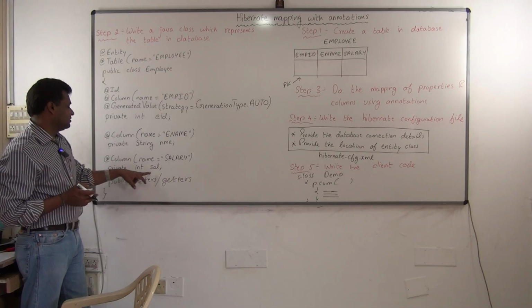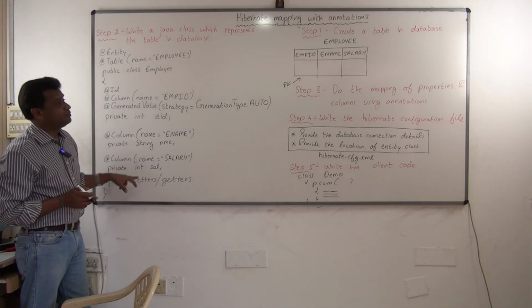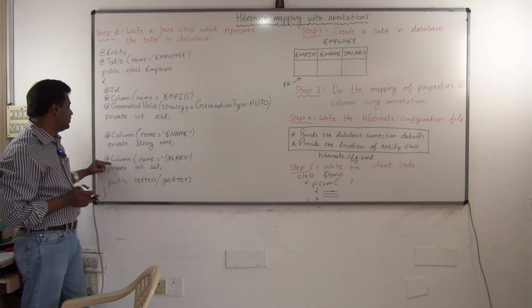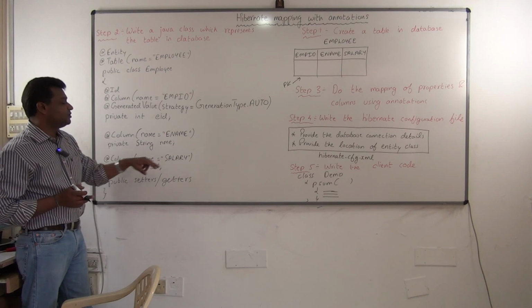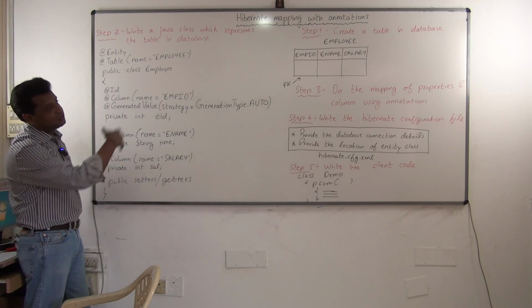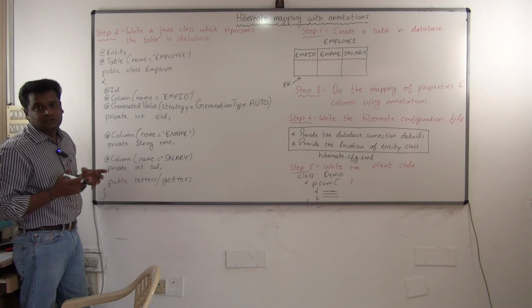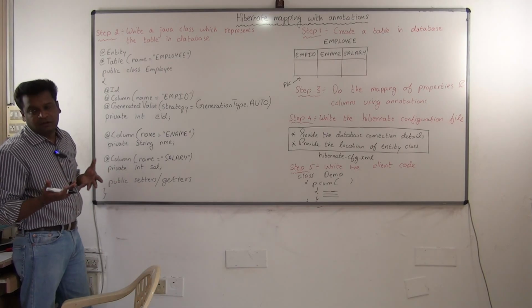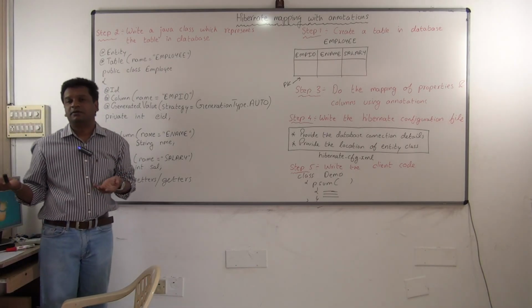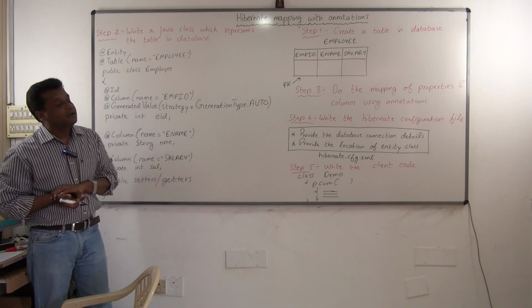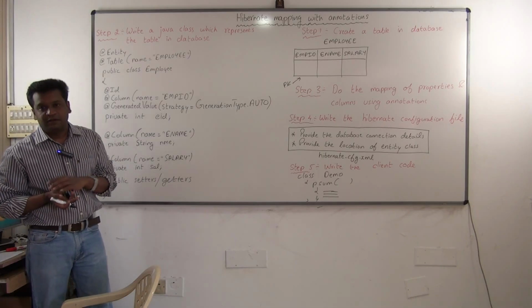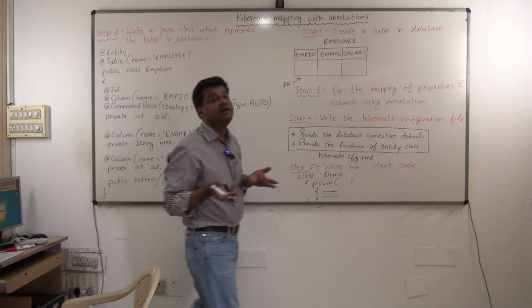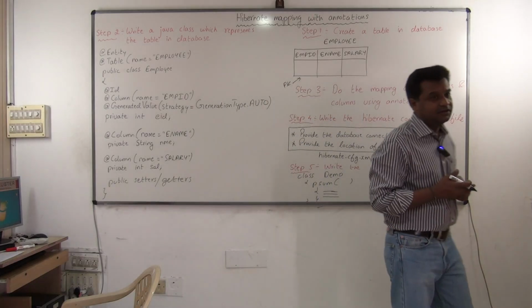For the next property, which one? Sal. Private int sal. It has to be mapped with what? Salary column. For that also I'll use only one annotation called Column, name is equal to salary. So this is how it will be mapped. So you have done the mapping of this entity class with the table of the database, that is the employee table, using annotations. So that is the third step.